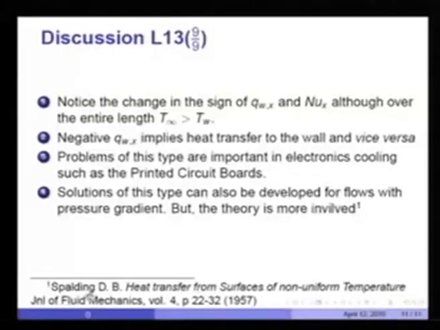Well, you have to simply go back to the velocity and temperature equations that we have derived, evaluate the delta 2 in the most laborious way, and then allow for the dTw by dx term in the integral equation, and from there on calculate the variation of delta 2 with x, from which you would extract the heat transfer coefficient variation. The procedure is quite laborious. There are some simplifications possible, and one of them is published by Spalding, D. B., heat transfer from surfaces of non-uniform temperature, in Journal of Fluid Mechanics in 1957.